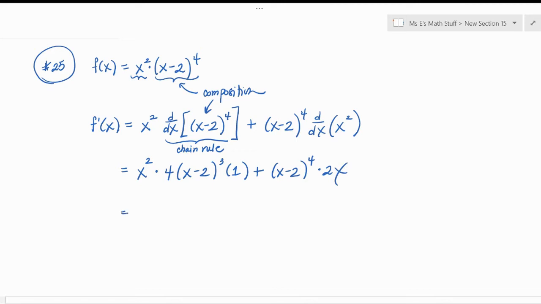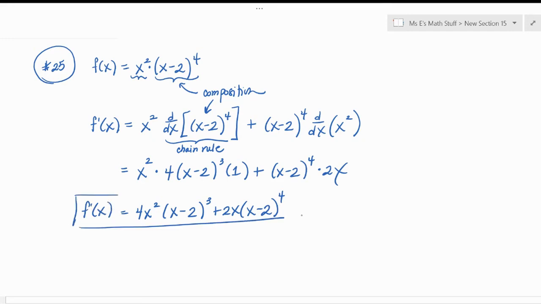And then from there, it's just a matter of simplifying it in a way that makes you feel happy. So you could write it as 4x squared times x minus 2 cubed plus 2x times x minus 2 to the fourth. This is one version of the answer. They may have factored it in the back of the book. I haven't checked, but another version would be where you factor out the greatest common factor, which would be 2x and x minus 2 cubed.